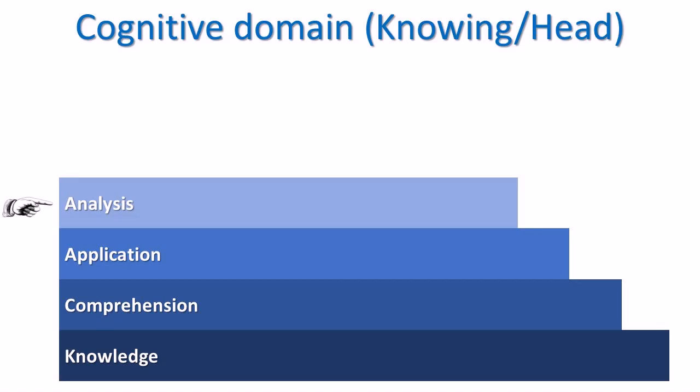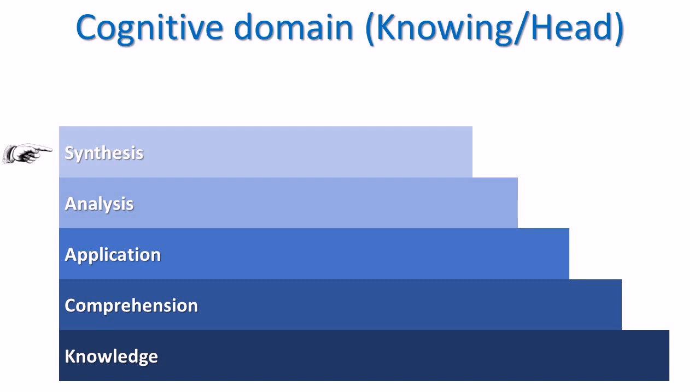Analysis. Examine and break down knowledge into parts. By identifying motives or causes, make inferences and find evidence to support generalizations. At this level, knowledge can be used to draw new conclusions. Synthesis. Compile information together in a different way by proposing alternative solutions. At this level, knowledge can be used for planning actions or to derive new knowledge.